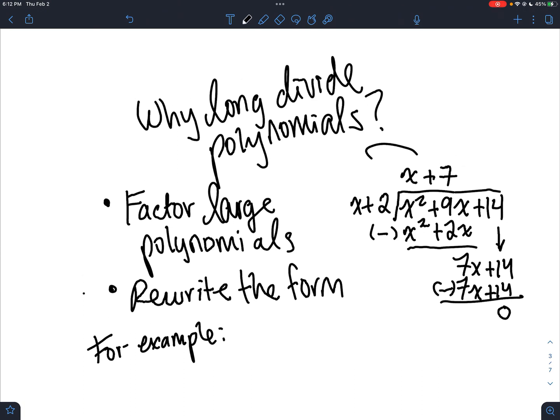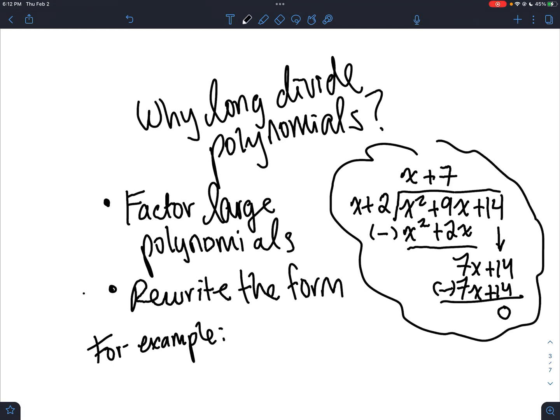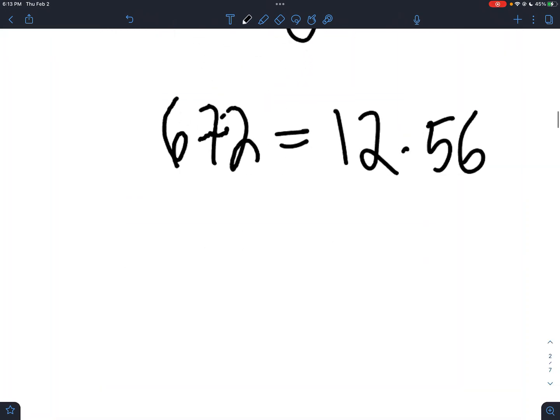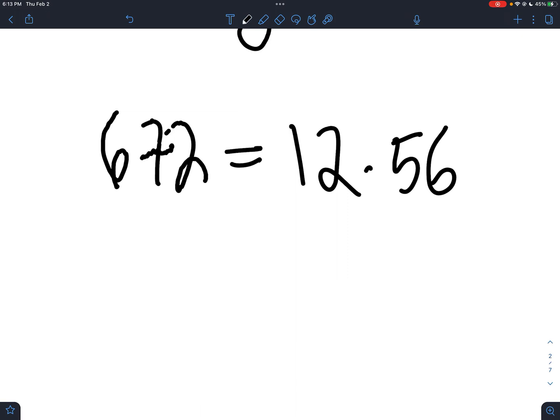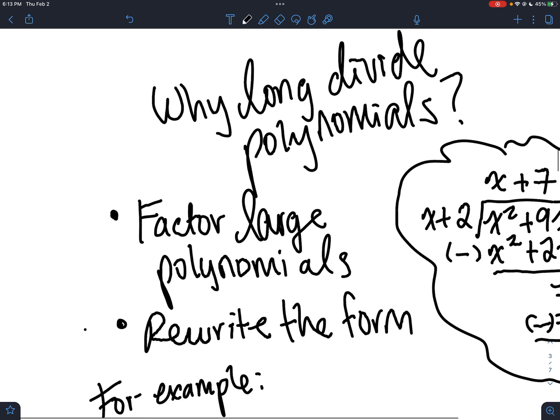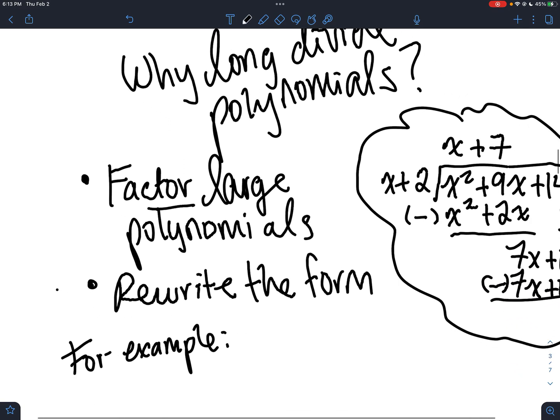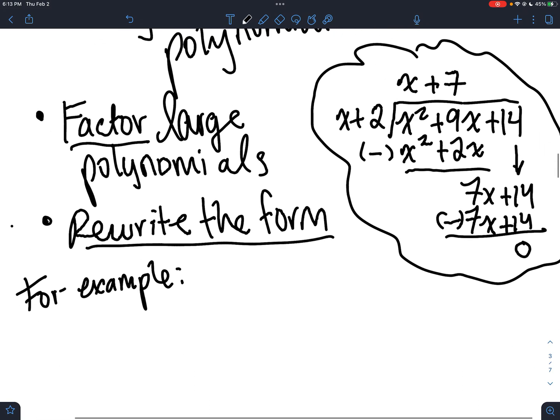So why should we long divide polynomials then? You can see a little taste of that over here, and we're going to do practice. But that's kind of what it looks like. And yeah, it's great. We divide things, but why? The whole point, just like we saw up here, is to take a bigger thing and break it down to smaller things multiplied together because they're easier to work with. So we really want to factor those large polynomials and rewrite that form.